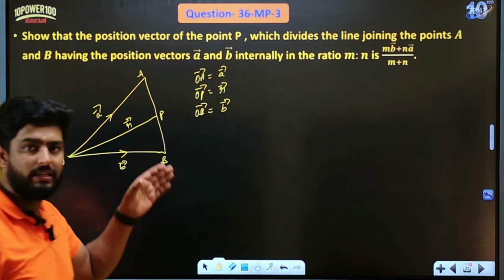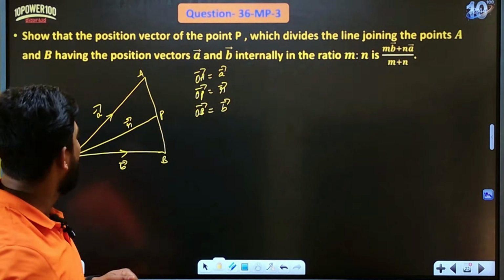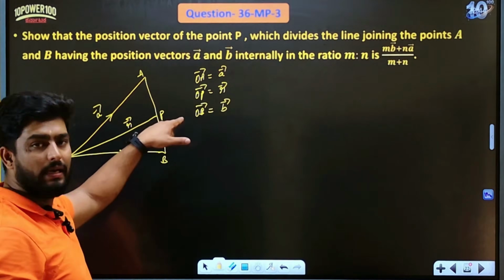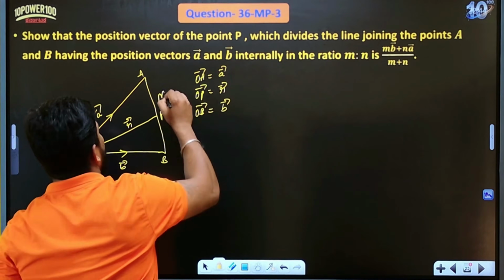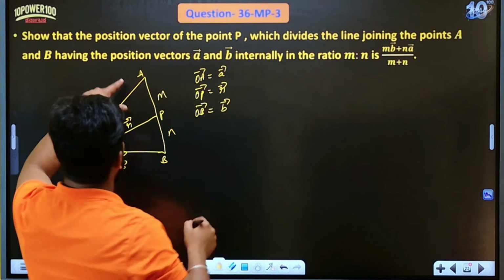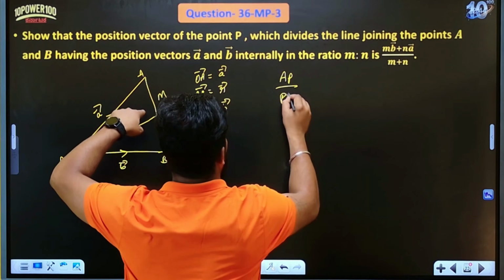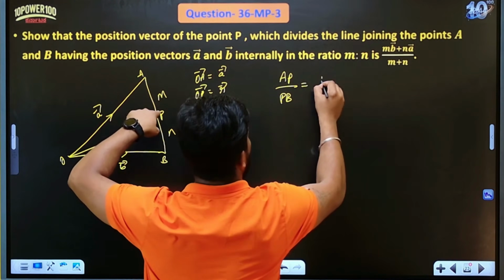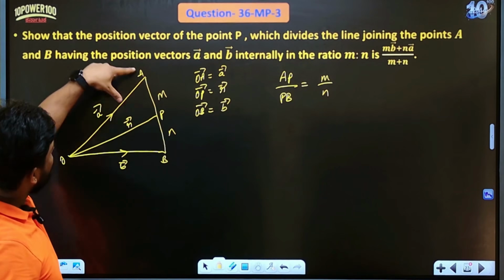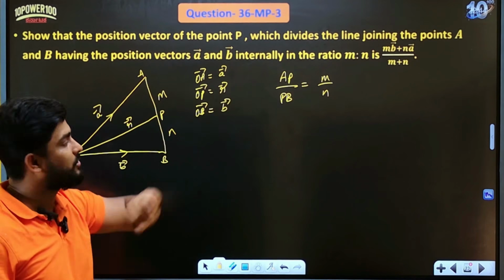Write some wording along with the formula, so that it looks like you are writing a derivation. Now, the line segment is divided internally in the ratio m is to n. So this is one more line you have to write: the ratio AP divided by PB is equal to m divided by n.